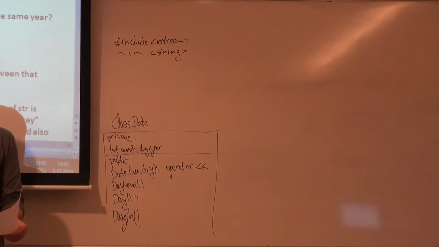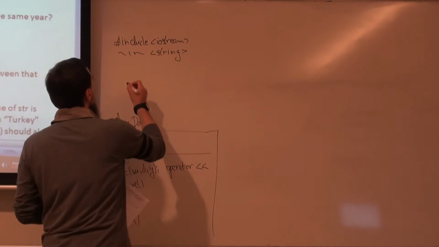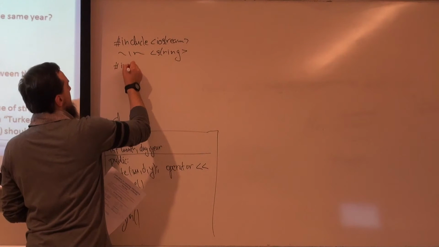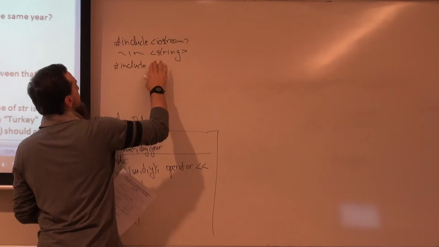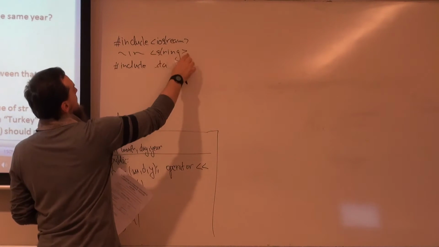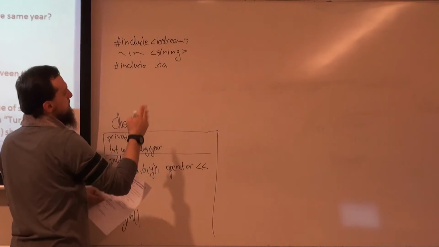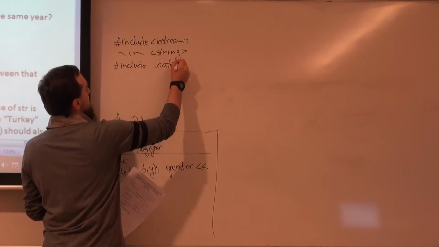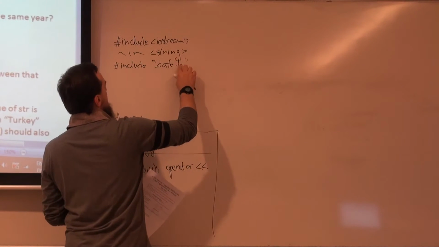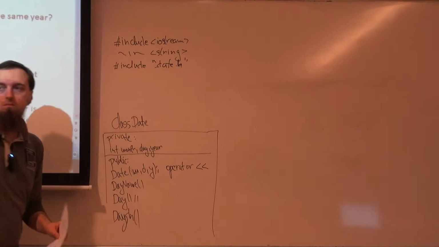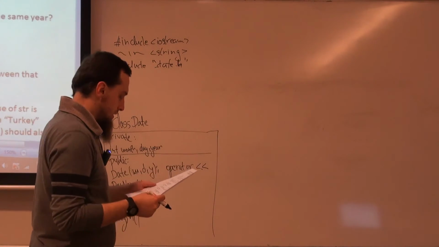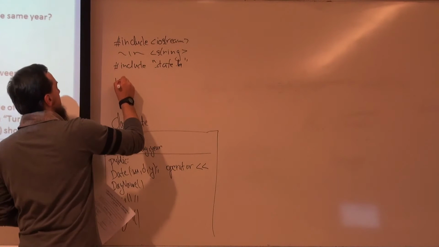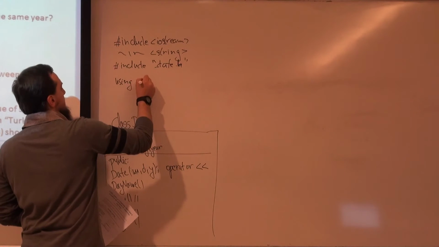Since we are dealing with dates, what should we include? The date. Yeah, but since we wrote the date class, it's not going to be written in angle brackets, but in this manner with quotation marks, "date.h", meaning that this is a user-defined library. And of course, we are using namespace std.